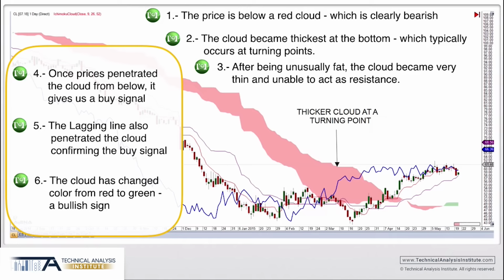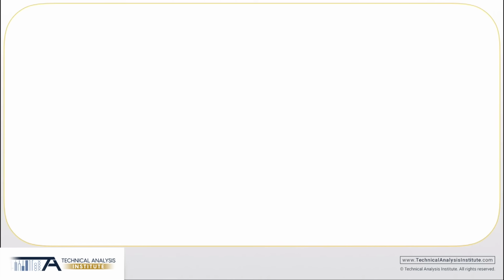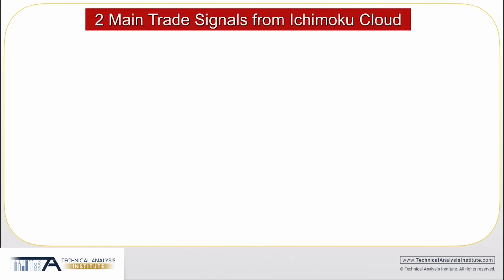Of course, it's not always that simple to read and interpret a cloud, so we must clarify what are the main signals that we can take from Ichimoku clouds. We have already mentioned the majority of them, but in this video we will discuss further the two main ones. First, price crossing the cloud.